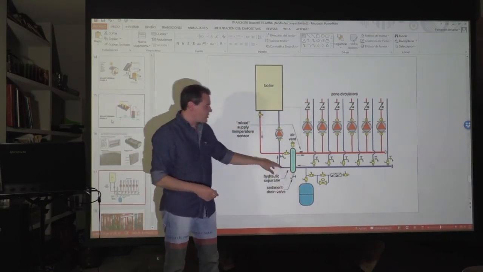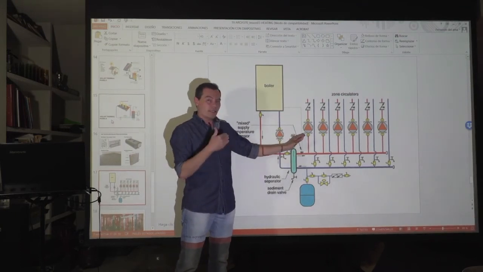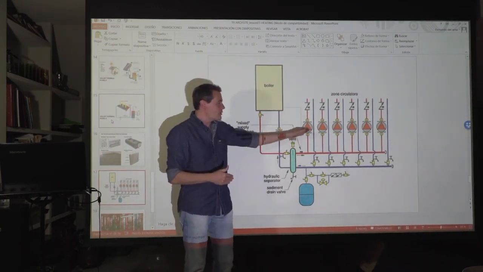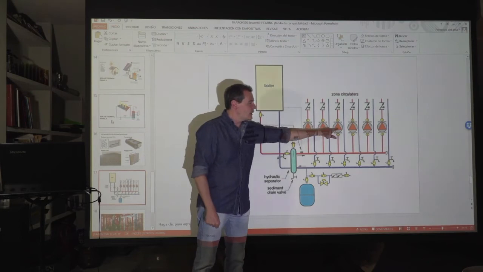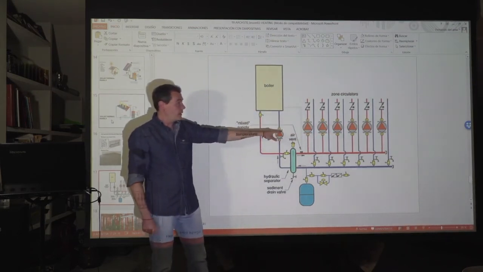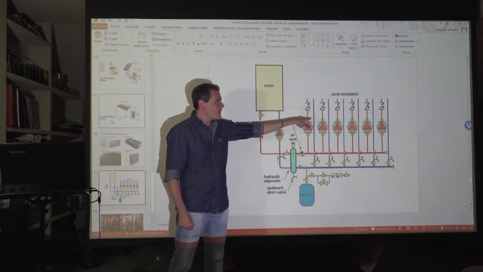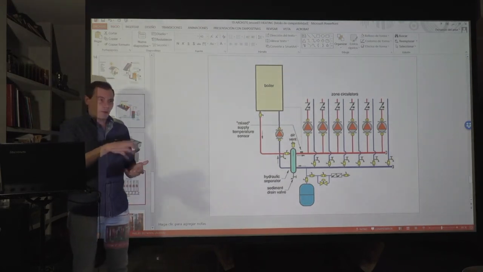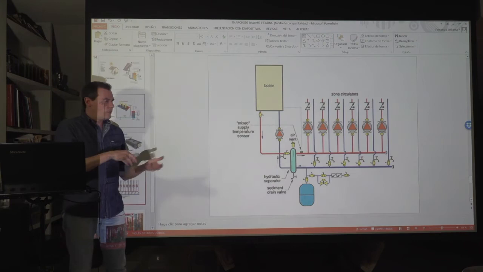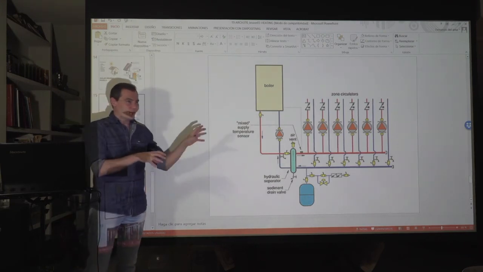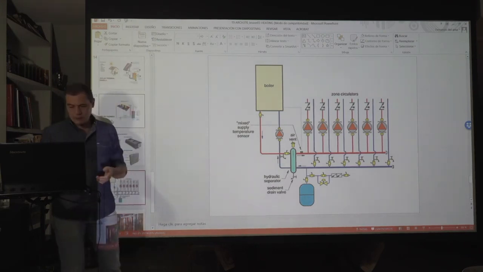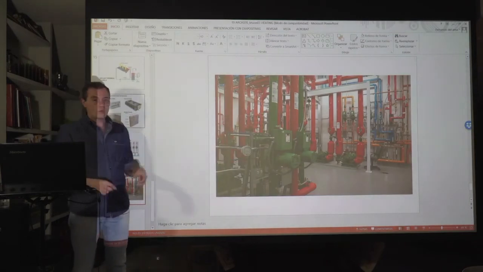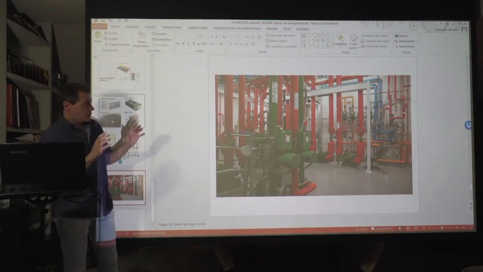We can have expansion tanks, and if the building is complicated, we have different circuits. As you can see, we have circulating water pumps because we have different circuits. The bigger the building or the more complicated the building, the more complicated this heating system is. So we can end up having mechanical rooms like this. So this is a mess.